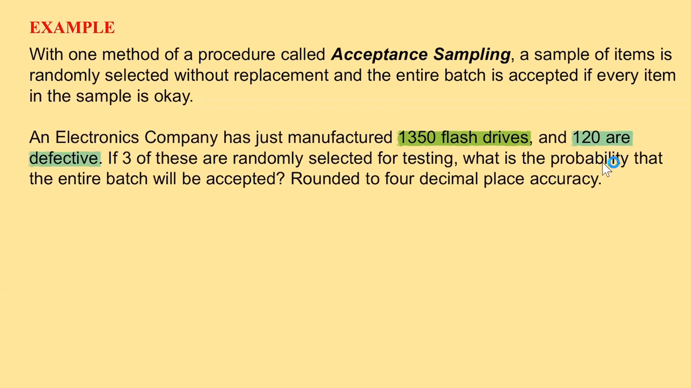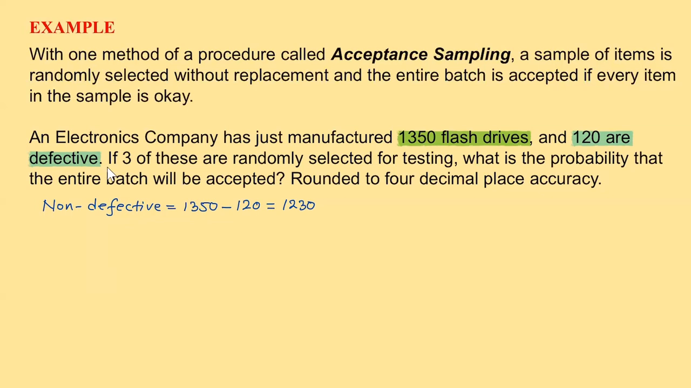Now, if we want to find the non-defective, the non-defective will be 1,350 minus 120, which is equal to 1,230. That means out of the entire batch of 1,350 flash drives, 1,230 are non-defective.